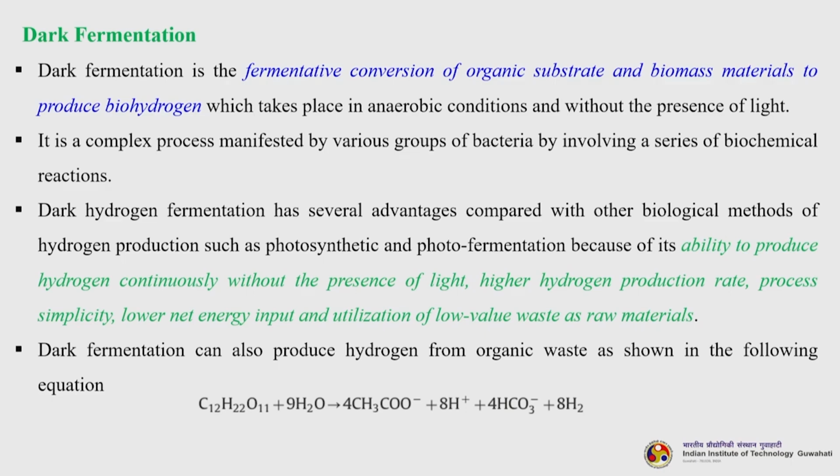Dark hydrogen fermentation has several advantages compared with other biological methods of hydrogen production, such as photosynthetic and photofermentation, because of its ability to produce hydrogen continuously without the presence of light, higher hydrogen production rate, process simplicity, lower net energy input, and utilization of low value waste as raw materials. Dark fermentation can also produce hydrogen from organic waste, as shown in the following equation. So, the organic waste plus water can give us CH3COO minus plus H plus 4 bicarbonate plus 8 hydrogen.